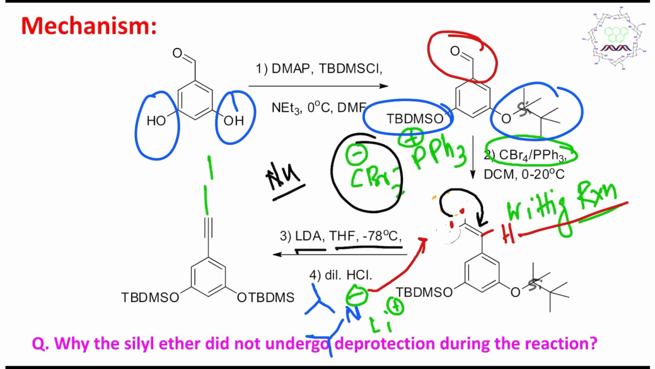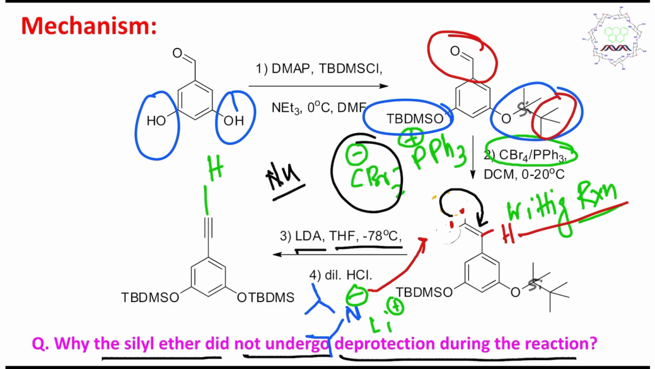So here terminal alkyne is produced. Now here is another question: why did the silyl ether not undergo deprotection during the reaction conditions? Now you can think that, sir, silyl ether, actually we have taken a very bulky silyl ether here, tertiary butyl.